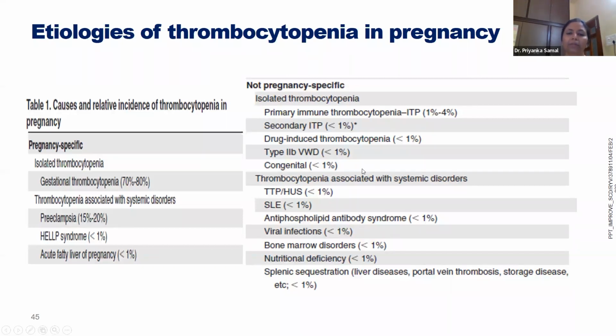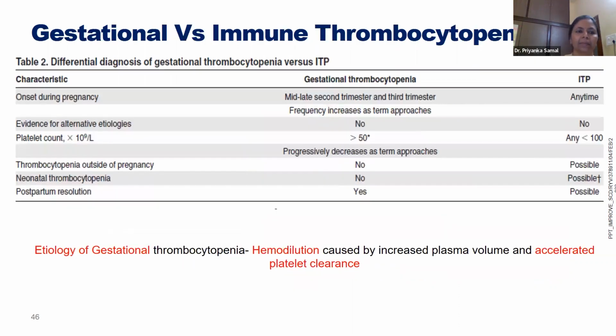thrombocytopenia. Thrombocytopenia associated with systemic disorders like TTP, SLE, APLA, viral infection, bone marrow disorders, and nutritional deficiencies like B12 deficiency. Splenic sequestration can occur in patients who have an underlying CLD. So these are the most common etiologies of thrombocytopenia in pregnancy. Whenever you are looking into a case of pregnancy with thrombocytopenia, you have to be justified in what treatment you are giving, whether the pregnant lady needs treatment at all or not, and what type of thrombocytopenia she is having. So as we said, 70% of the cases are gestational thrombocytopenia.